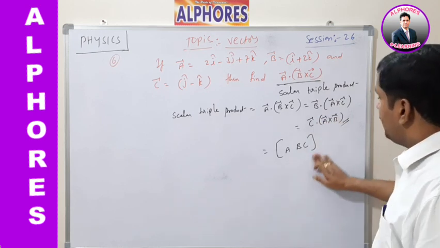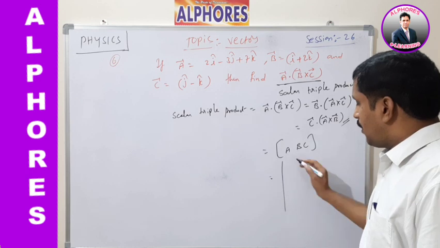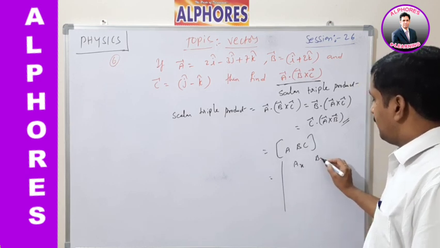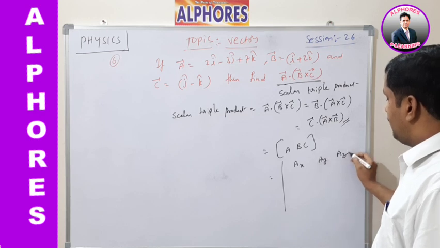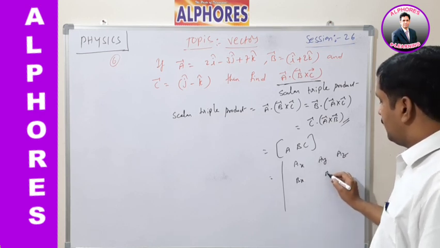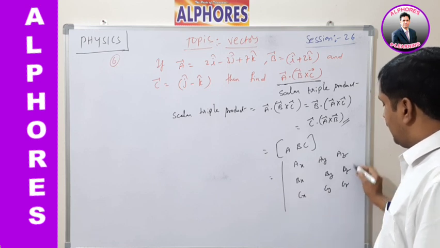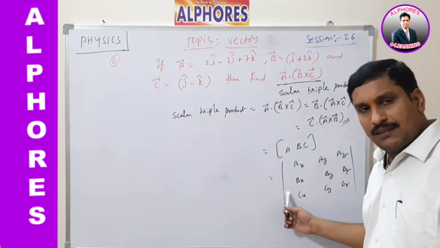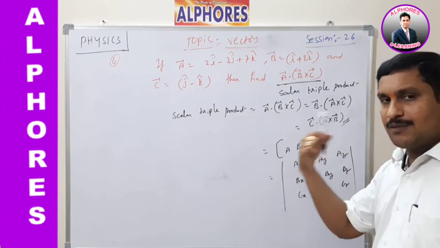So this box of ABC can sometimes be denoted by, let us say, the modulus of the determinant with rows AX, AY, AZ, and BX, BY, BZ, and CX, CY, CZ. This is the determinant of a 3 by 3 matrix, according to the cross product of two vectors.